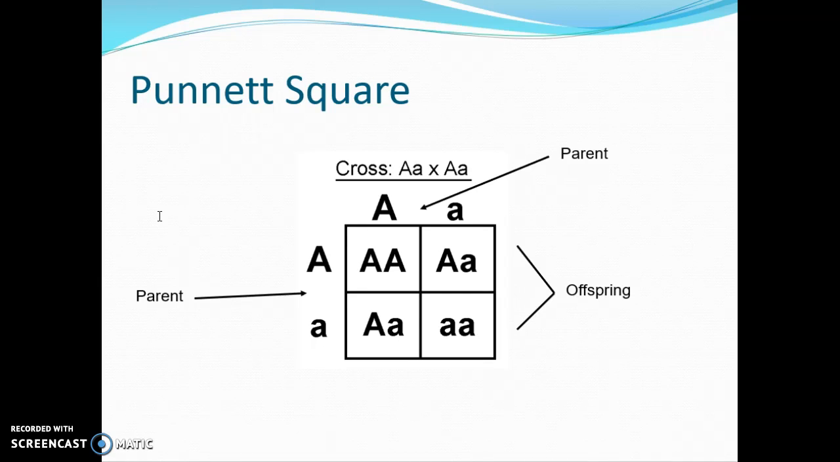So in this case, in the first box here, you have a 25% chance of having an offspring that is homozygous dominant. And then if we look here and here, in the second and third square, you have a 50% chance of having an offspring that is heterozygous dominant. And then our last square here, you have a 25% chance of having an offspring that is homozygous recessive for that trait. And we don't know what that trait is right now. We're just looking at how to set up our Punnett square.